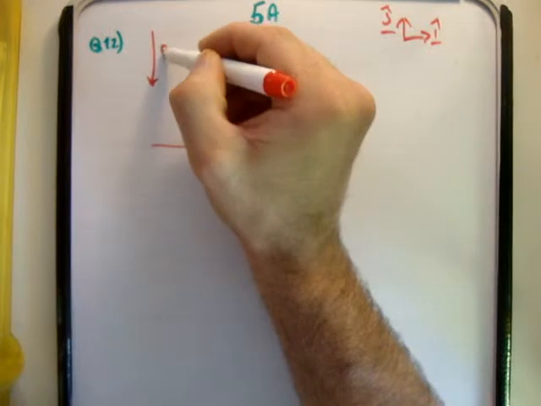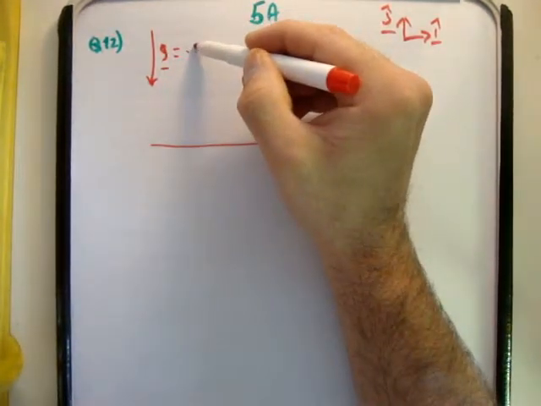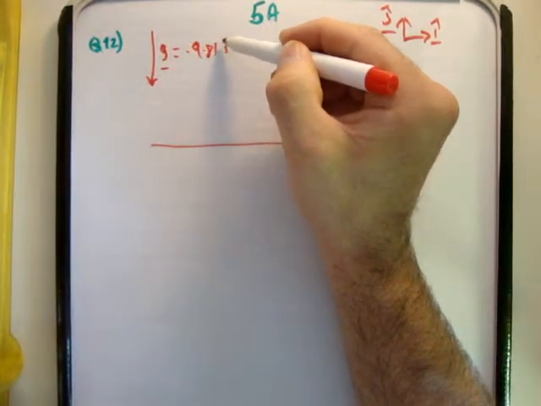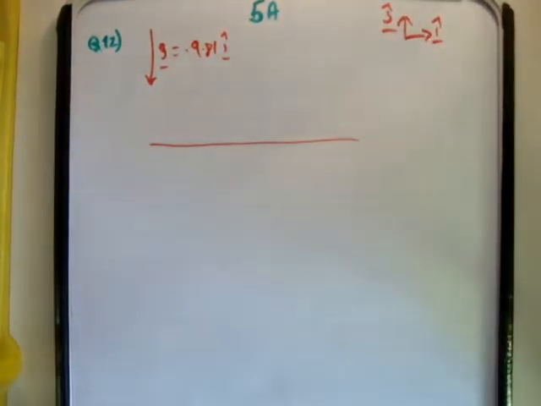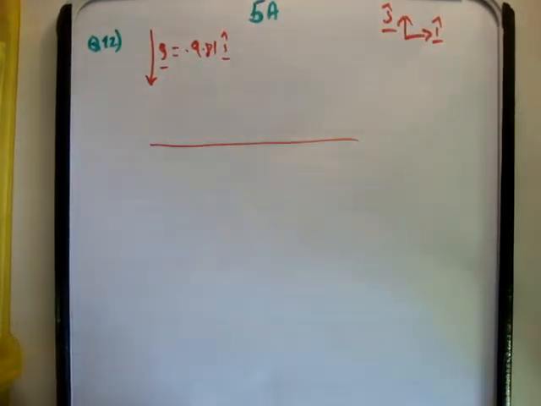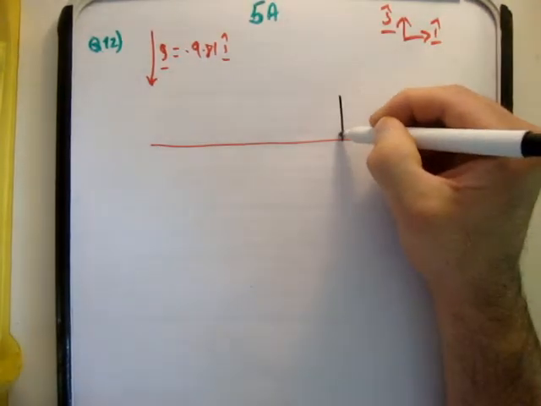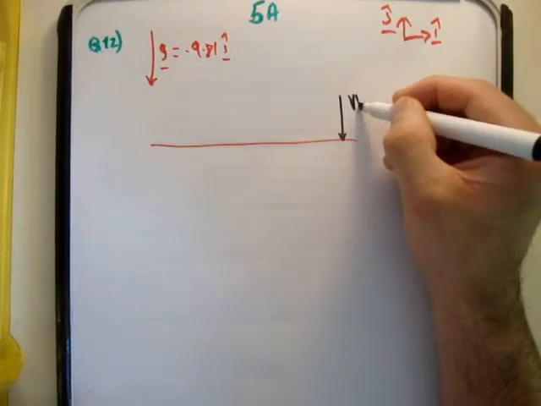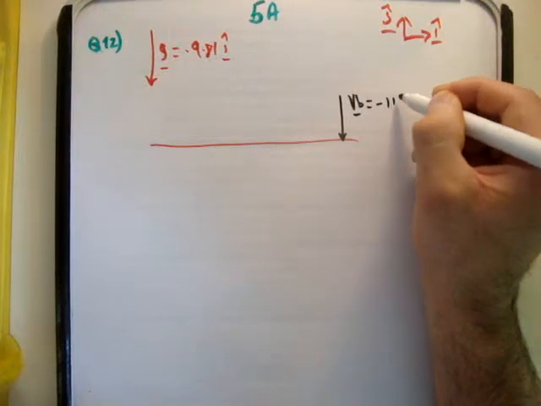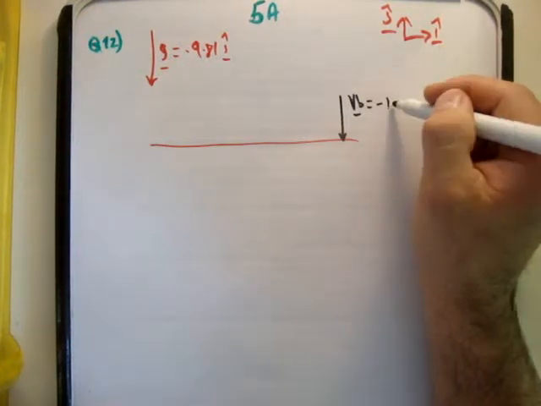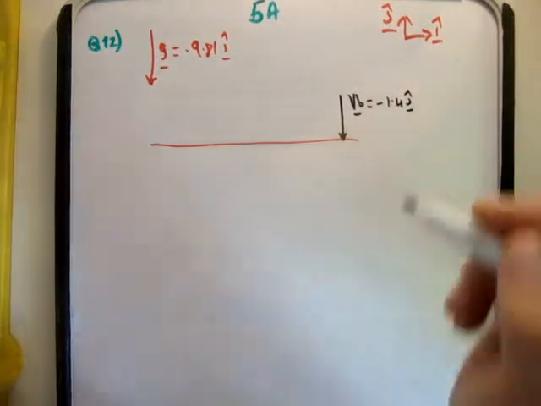So we need to draw a free body diagram of the motion. So let this be the ground, and I'm going to draw the gravity vector, of course, because we are on Earth. So I'm going to say the gravity vector is negative 9.81 j hat. Alright? So the next thing I'm going to do is draw the velocity vector. So we're told that the ball hits the ground at 1.4 meters per second. So it's going to go in a negative j direction, so the velocity of the ball is negative 1.4 in the j hat direction.